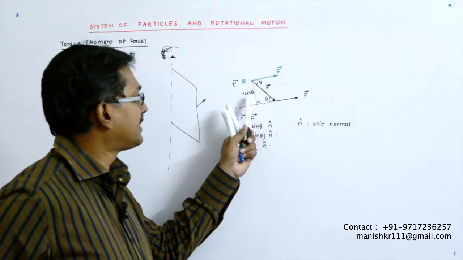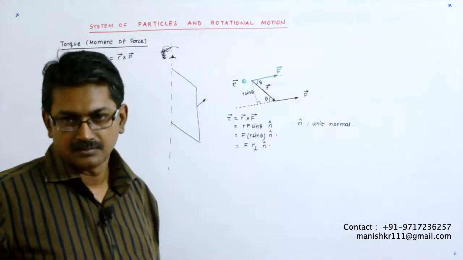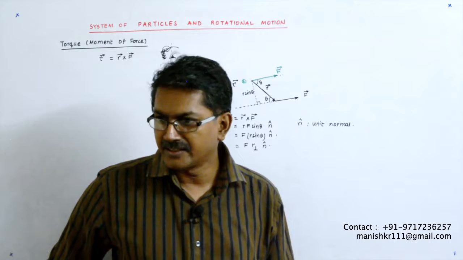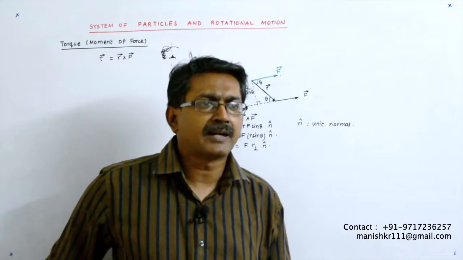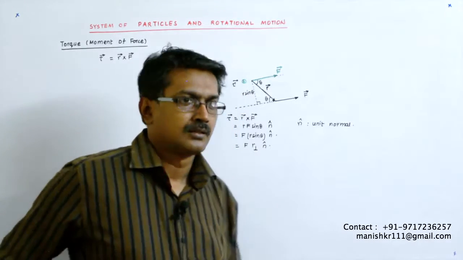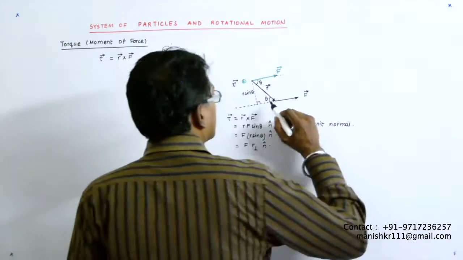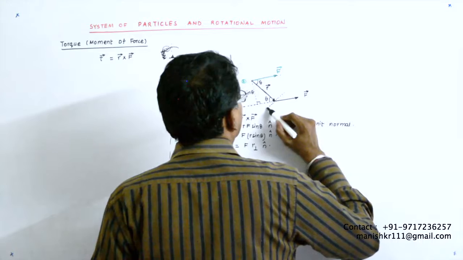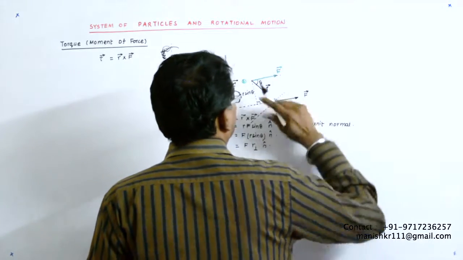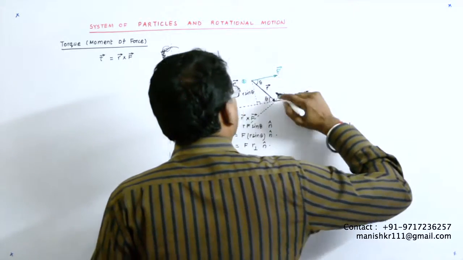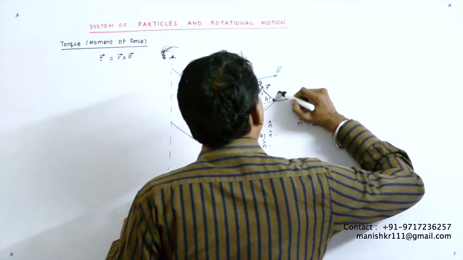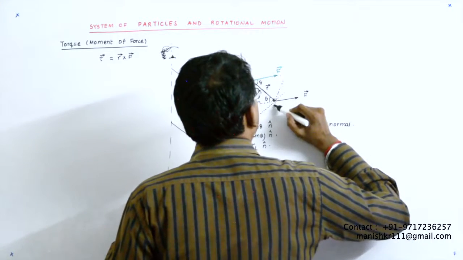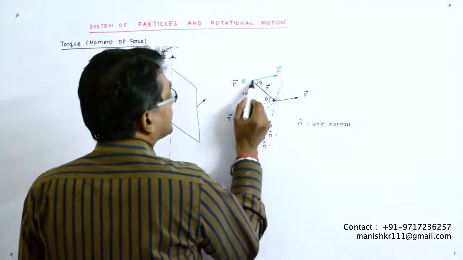When will this be the longest? When I'm at 90 degrees. What happens if I'm at 120? If I'm at 90 degrees, this is my distance. If I become, say something like this, what happens?